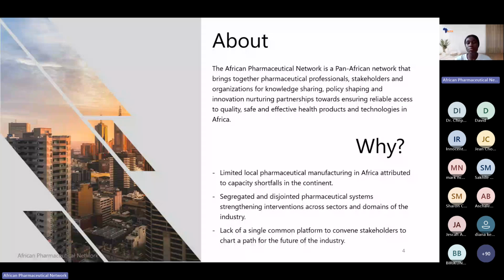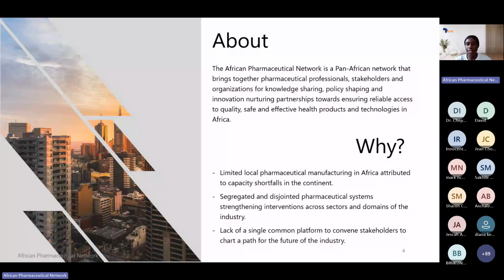And also one of those needs as well is limited local manufacturing. When we look at Africa as a continent, we rely on imports on a scale of 70 to 80%. So for us, we have to make sure that these scales really go down and that we are able to manufacture from the API to the finished product and bring quality medicines, quality medical devices to the patients within the continent.